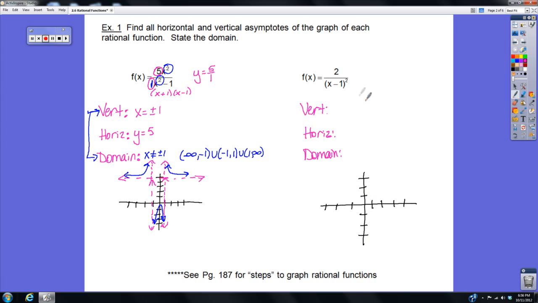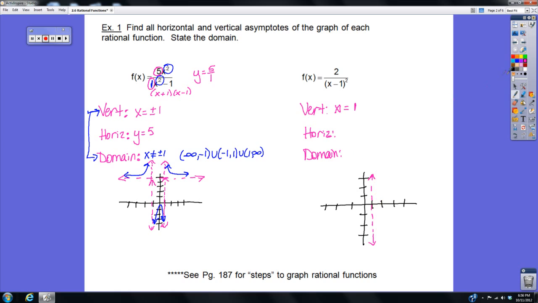Okay, vertical asymptotes are the zeros of the denominator. So what is going to make this right here equal 0? Positive 1. So x equals 1. I'm going to go ahead and draw that on here. Right here, positive 1.